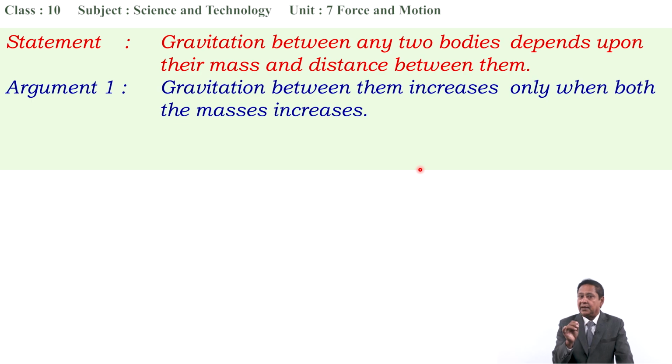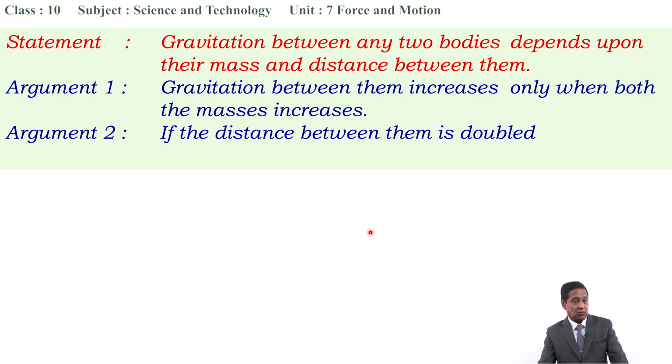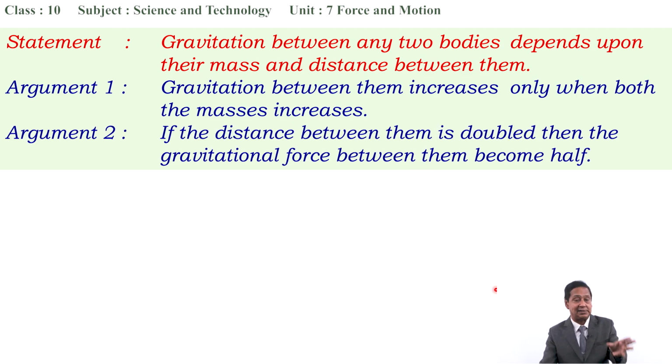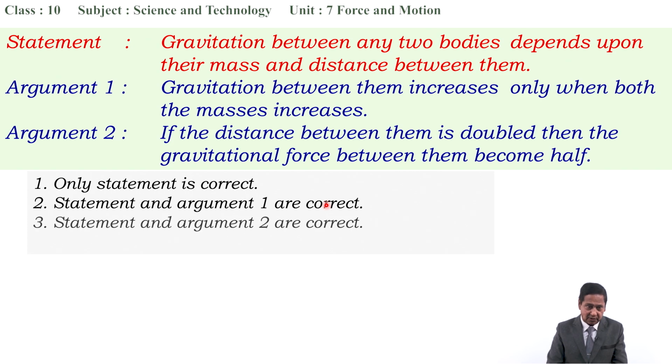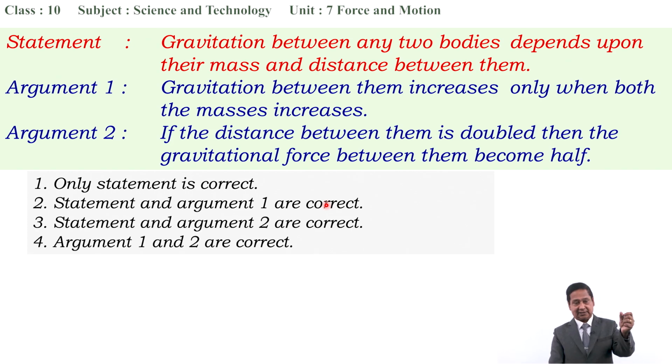Argument number 1. Gravitation between them increases only when both the masses increase. Is it? Now just think about this also. Now argument 2. If the distance between them is doubled, then the gravitational force between them becomes half. If distance is doubled, gravitational force between them will be half. Is this correct? Looking at all these statements and arguments, we have to select one of the options, whether first, second, third, or fourth is correct.